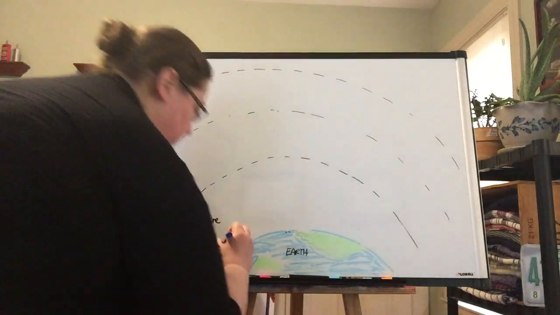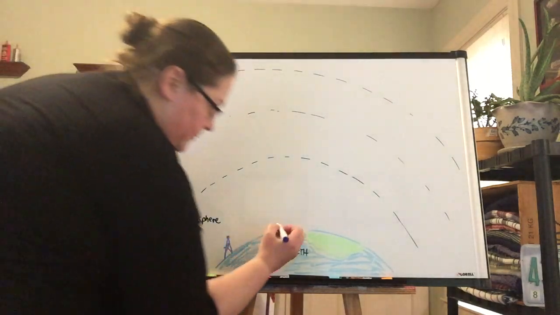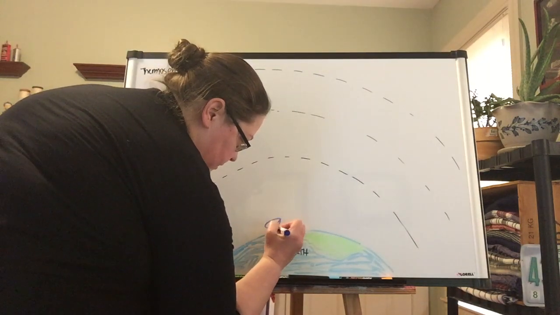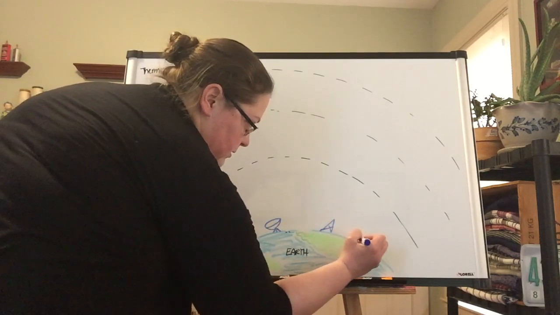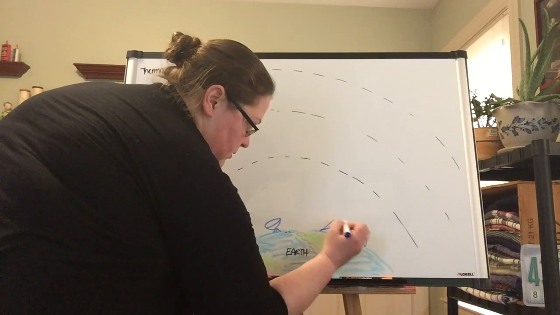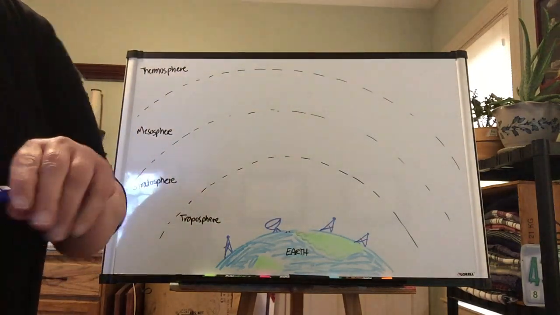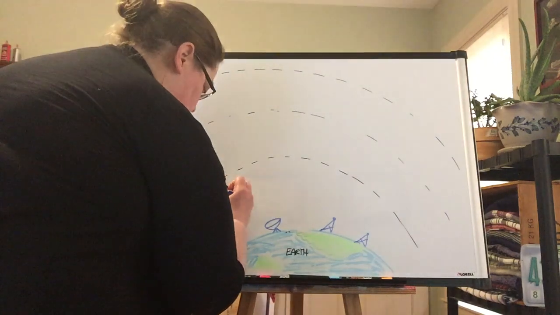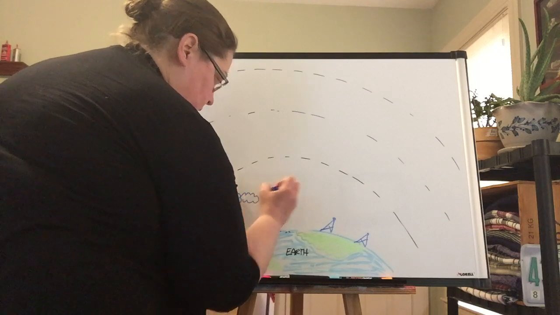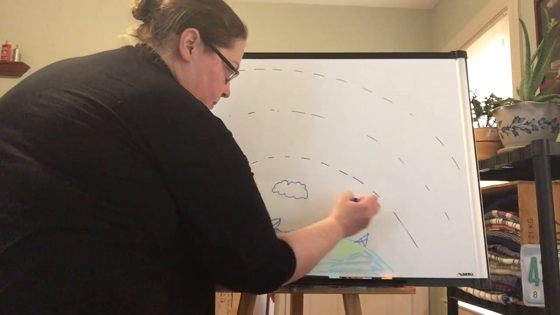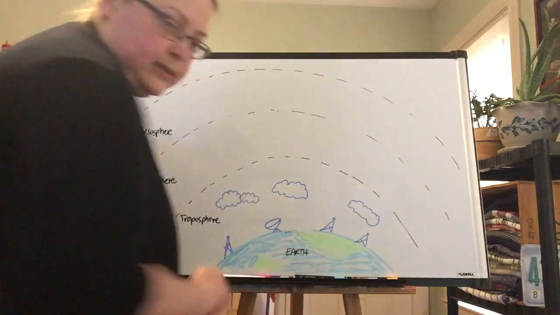All right, on Earth, we have radio antennas. We have some satellite dishes, right? So we've got a network of towers and satellite dishes throughout Earth. In the troposphere, this is where most of our clouds are. These are all different things that the radio waves are going to interact with.